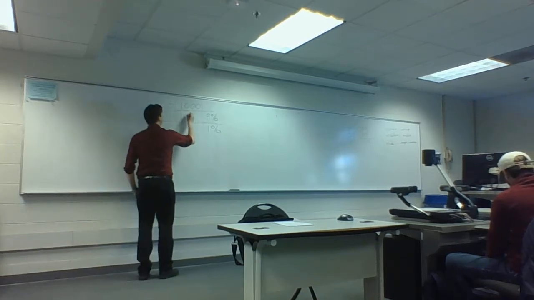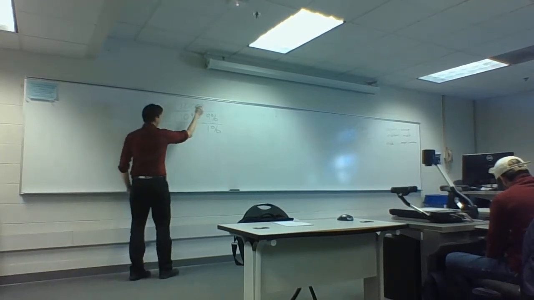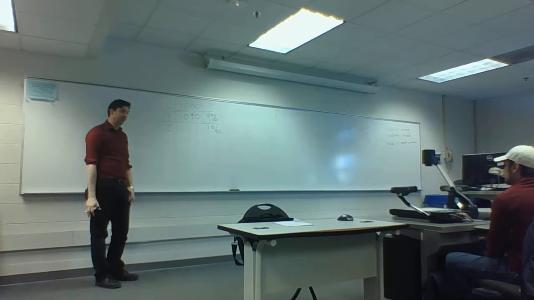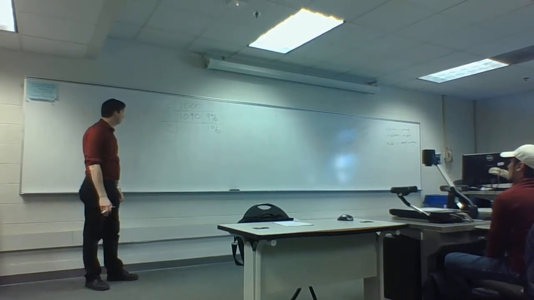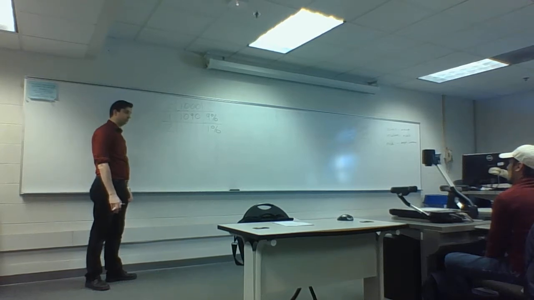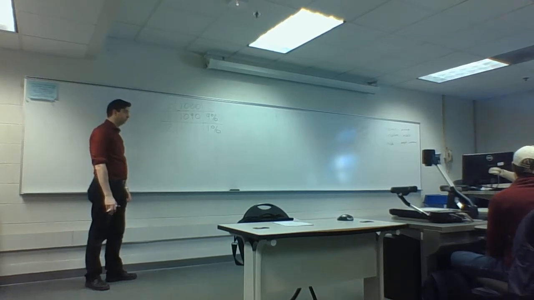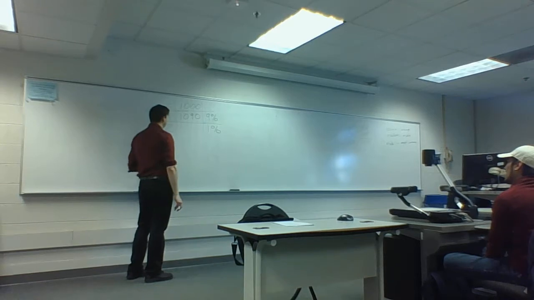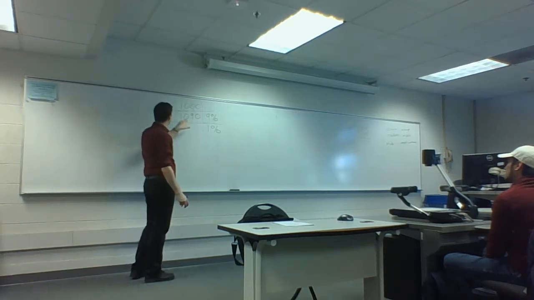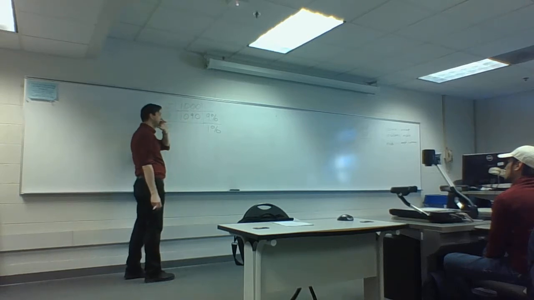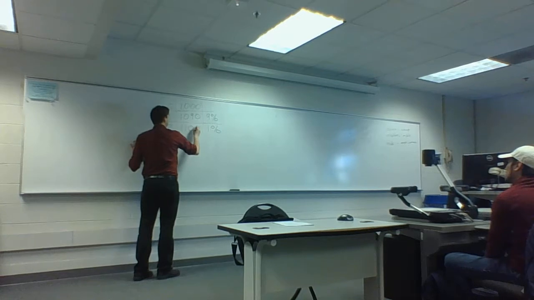1,090. Right, because 9% of 1,000 is 90. 90 plus 1,000 is 1,090. How much do I have at the end of the second period? Well, what's 1% of 1,000? Exactly.